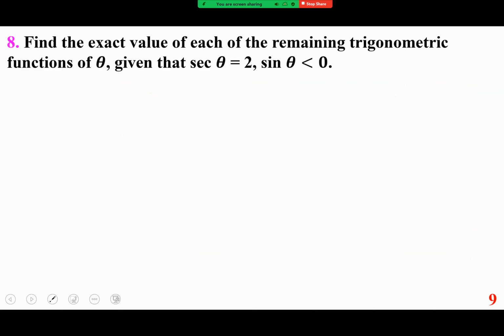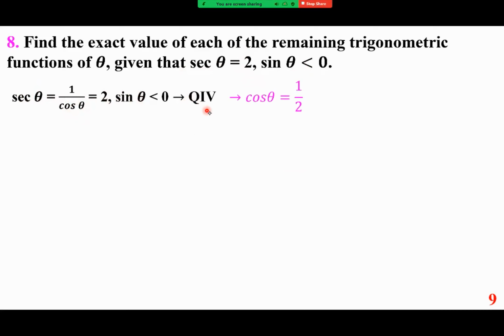Find the exact value of each of the remaining trigonometric functions where secant theta is 2 and sine is negative. All right, remember, secant is the same as 1 over cosine, and right away we realize cosine is 1/2. That means cosine is positive, okay? And sine is negative. And that gives us the fourth quadrant. That's the first thing we need to recognize. Secant and cosine have the same sign. So secant is positive 2, cosine is positive 1/2, sine is negative, quadrant 4, cosine is 1/2 again.